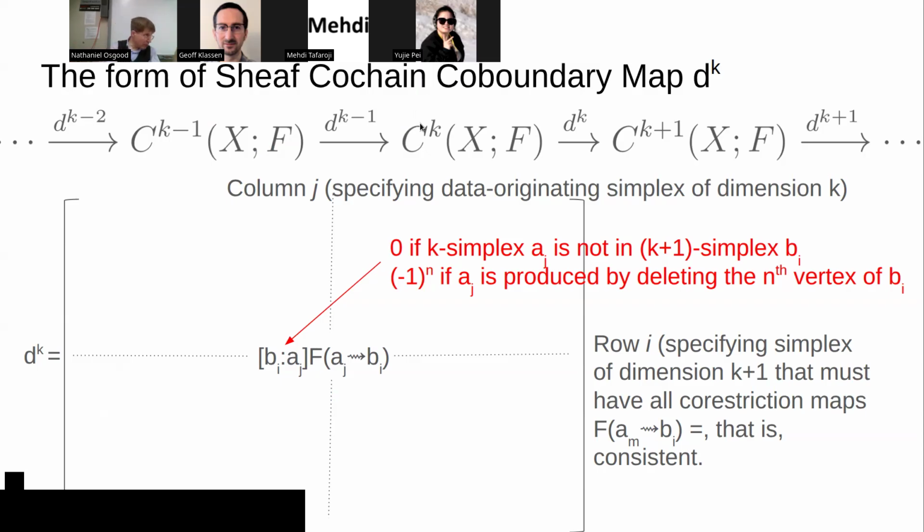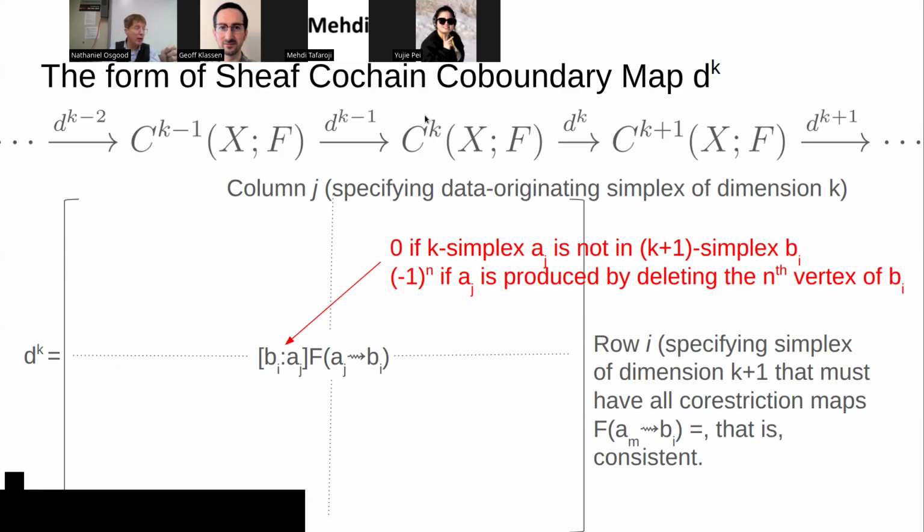Now, you have to be really careful here in your thinking, because that's a vector space which has a certain dimension. The dimension of that vector space is not k. No, it's the k-simplices we're dealing with here.